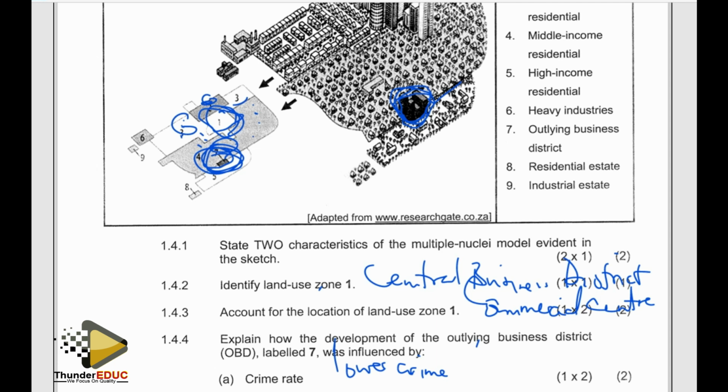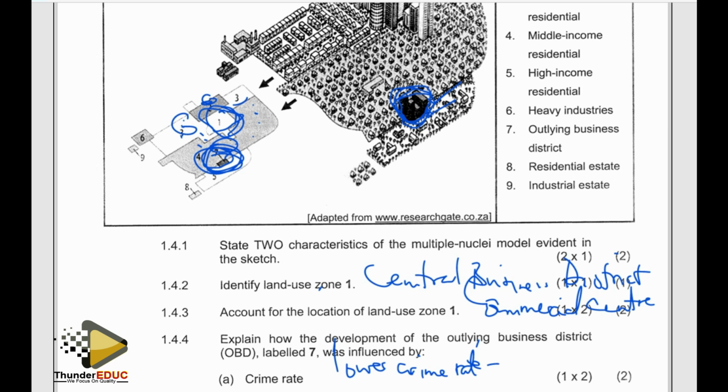There's lower crime in the outlying business district. We are comparing the main CBD versus the outlying business district. How does a lower crime rate contribute towards the establishment of that business district? Given that there is less crime, it's safer for businesses to operate in this zone, and hence the development of this outlying business district. And also for the safety of the customers.